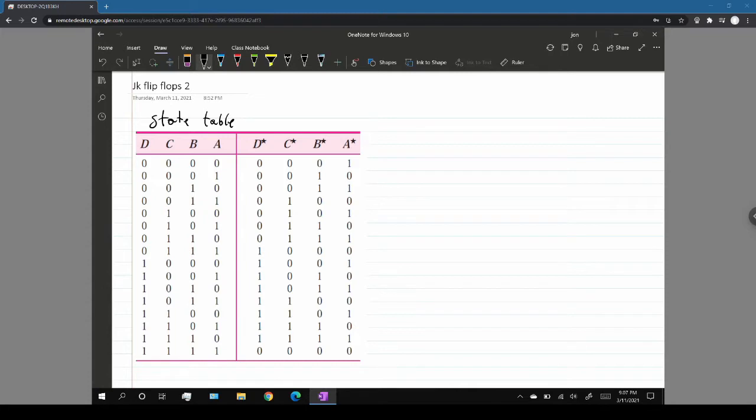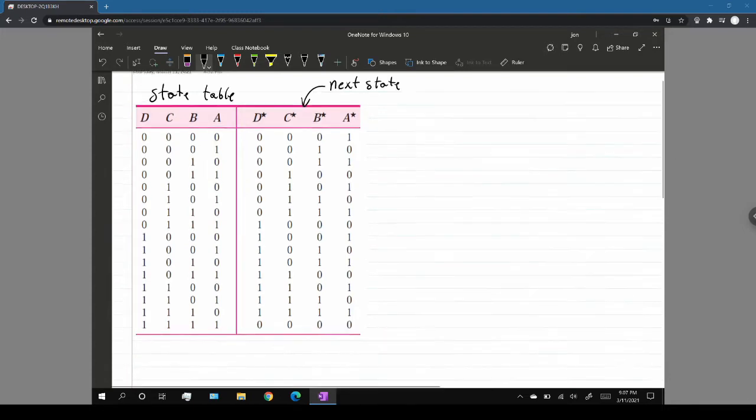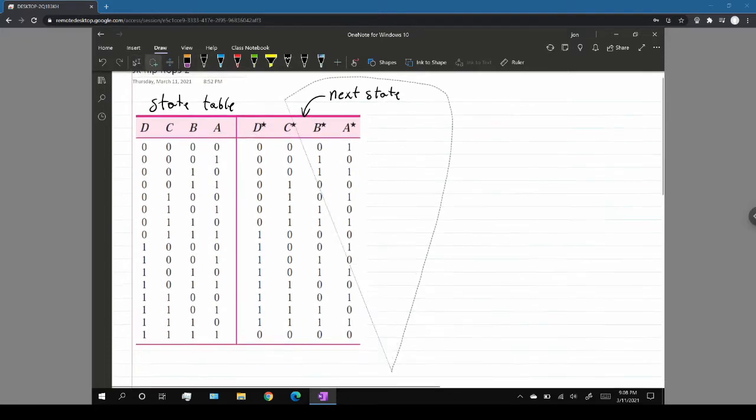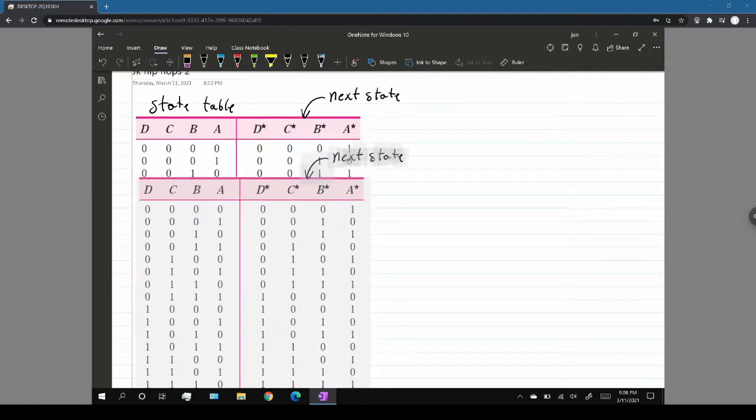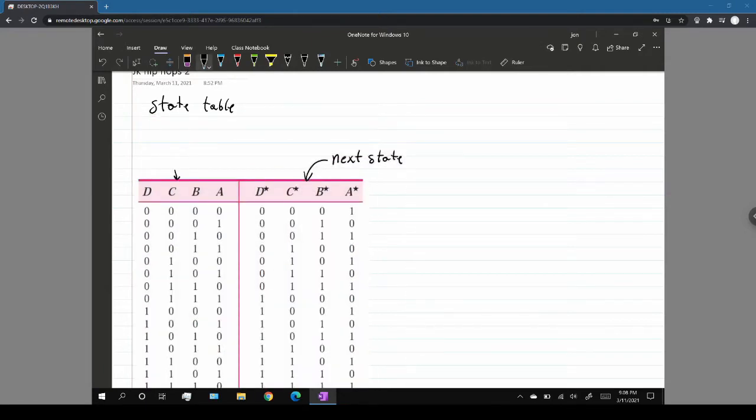And at the same time, we're also letting the system know that, so for instance, if we're in 1 0 0 0 here, we know that the next state has to be 1 0 0 1 right here. So that's what this star means. This is basically next state. So I can select this here. Current state.